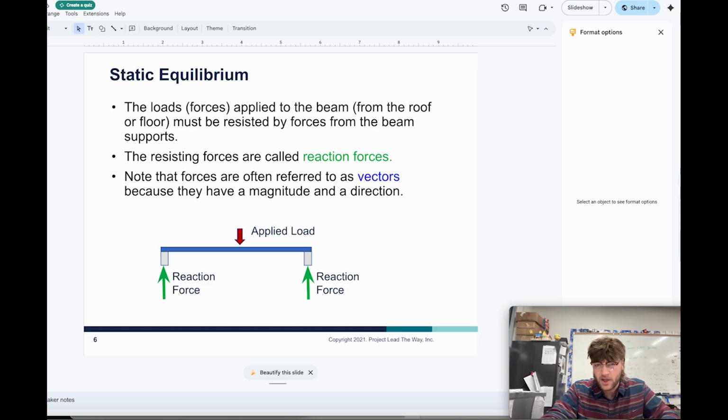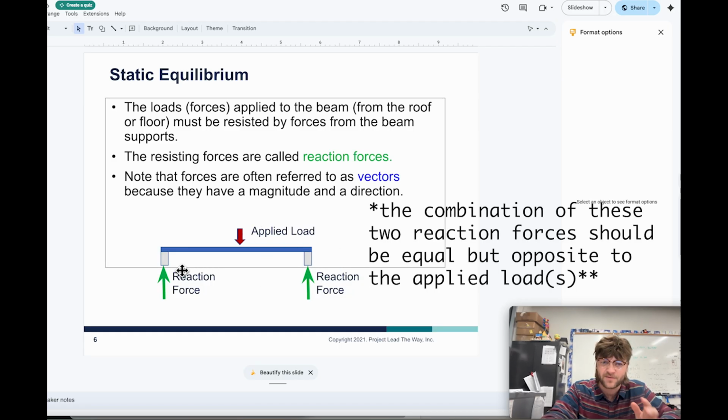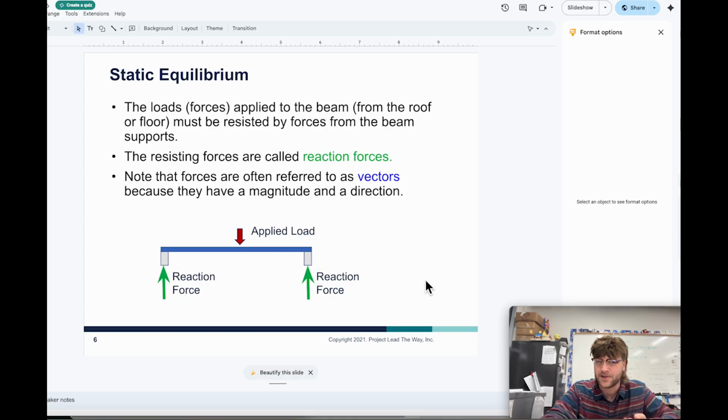So the loads or forces applied to the beam from the roof or floor must be resisted by forces from the beam supports. And so this is where we start to get into Newton's third law, action-reaction. And so we're going to end up having applied load. And what should be the case is that these two reaction forces are going to be equal but opposite to this applied load. So the resisting forces, what we call those are the reaction forces. And so those are in green down here.